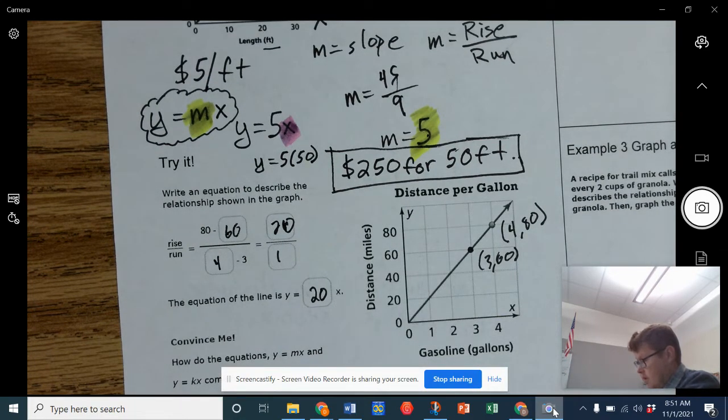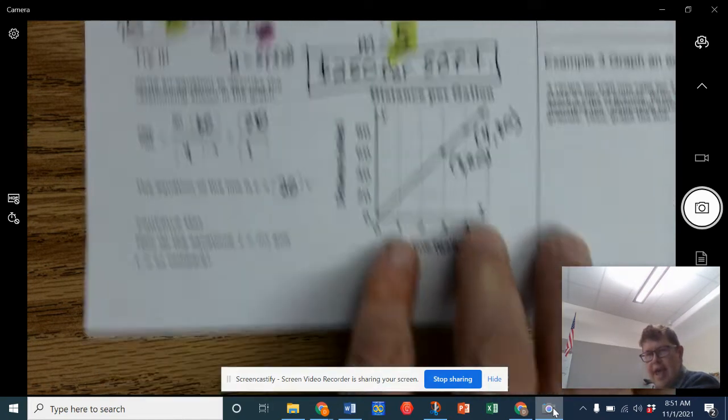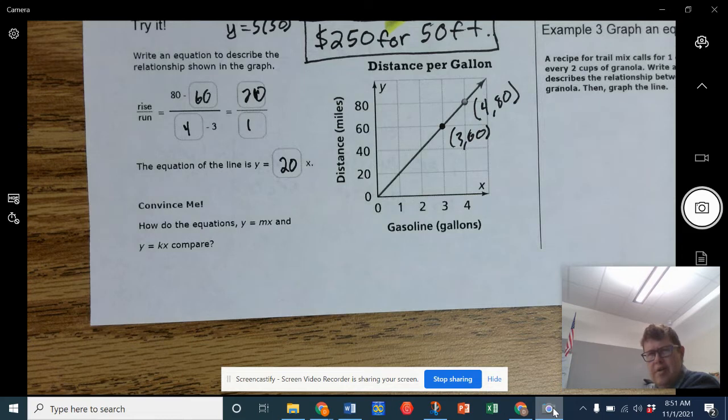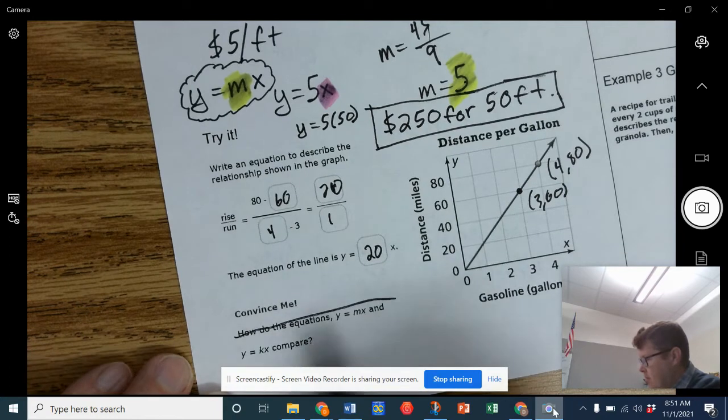How do the equations y = mx and y = kx compare? Well, what's your k? I don't know. That doesn't make any sense. Weird. Because we're not talking about scale. Oh, I guess we are talking about scale factor when we talk about proportionality. We haven't actually gotten that deep into that, so I'm not going to worry about that one. But yeah, that's your equation.